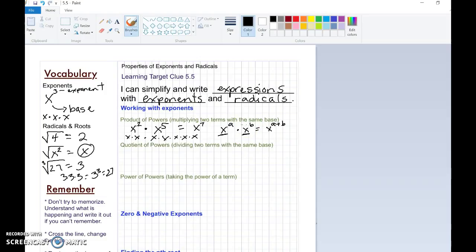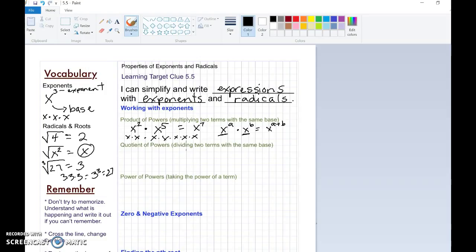So multiplying, we see that we can do that when we multiply. And if you don't remember this, this is what I say. Always write it out. You don't have to remember, do I add or do I subtract? Just write it out and you can see it very clearly. X squared times x to the 5th is going to be x to the 7th, and just count your x's.